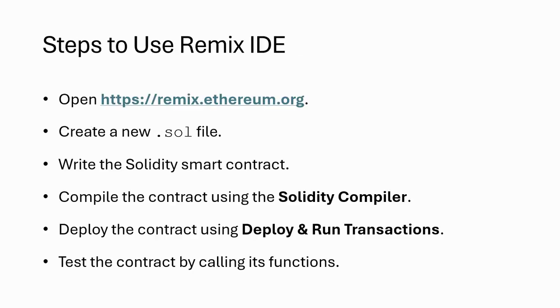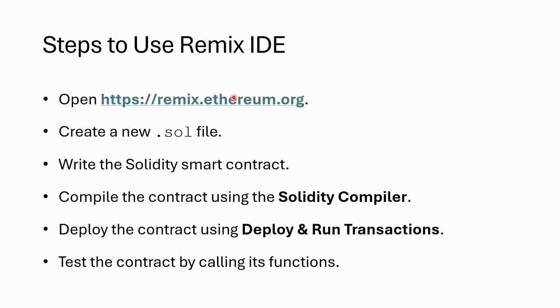The steps to use Remix IDE: first, open the Remix link. This link moves on to the online IDE platform, where you can run your own user-based applications. You can create a new .sol file, which is nothing but a Solidity file, and write the Solidity smart contract.